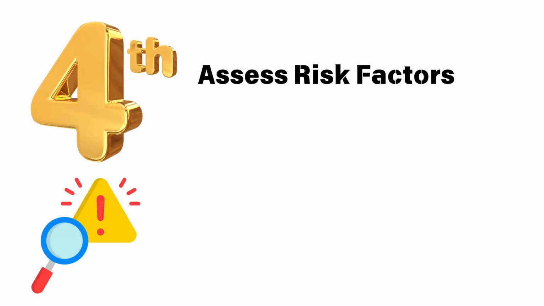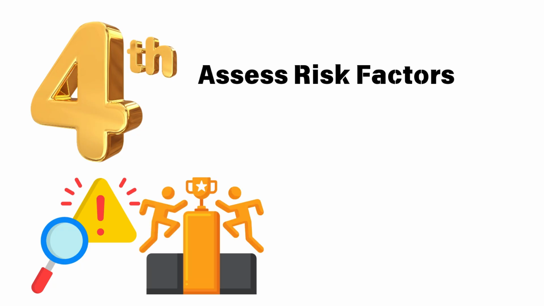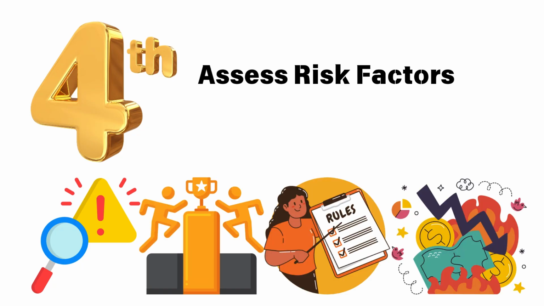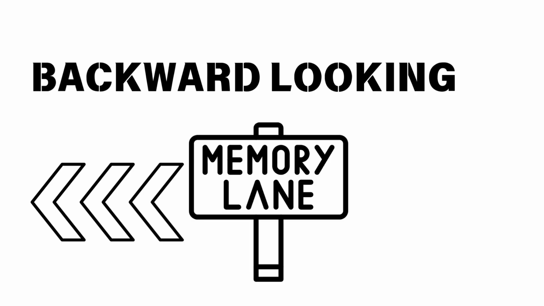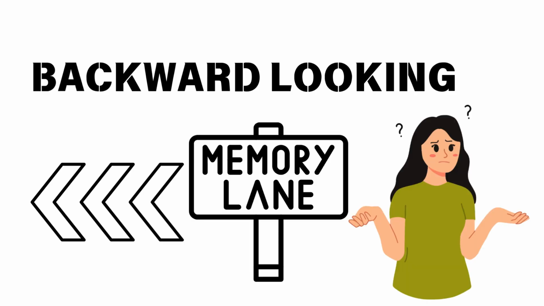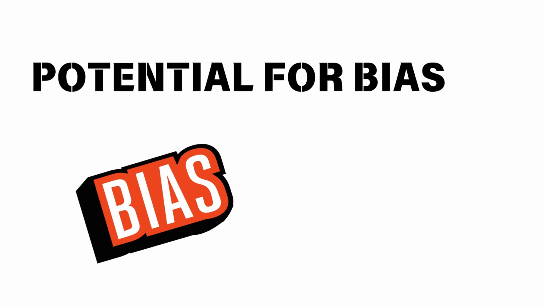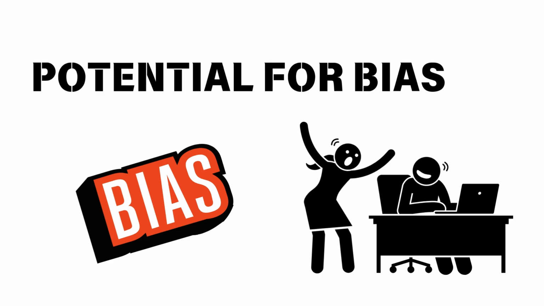Identify potential risks that could impact the company's future performance, such as increased competition, changing regulations, or economic downturns. While annual reports provide invaluable insights, it's important to remember that they have some limitations. Annual reports are backward-looking. They focus on past performance, which may not always be indicative of future results. Annual reports have the potential for bias. Management may present information in a way that portrays the company in the most favorable light.